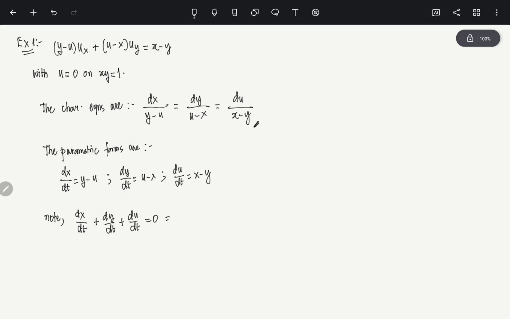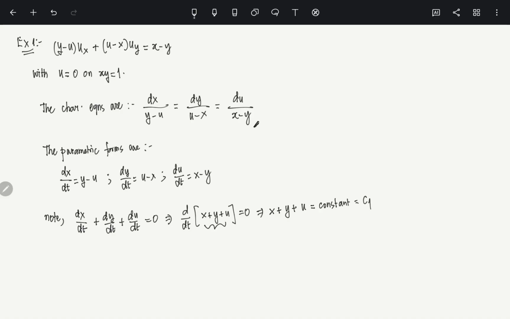Clear? And what does that imply? Since this is linear, d by dt of (x plus y plus u) is 0. So it means that this term is independent of t. That will imply x plus y plus u equals a constant. It can be 0, but basically let's just write it as a constant, let's call it C1.